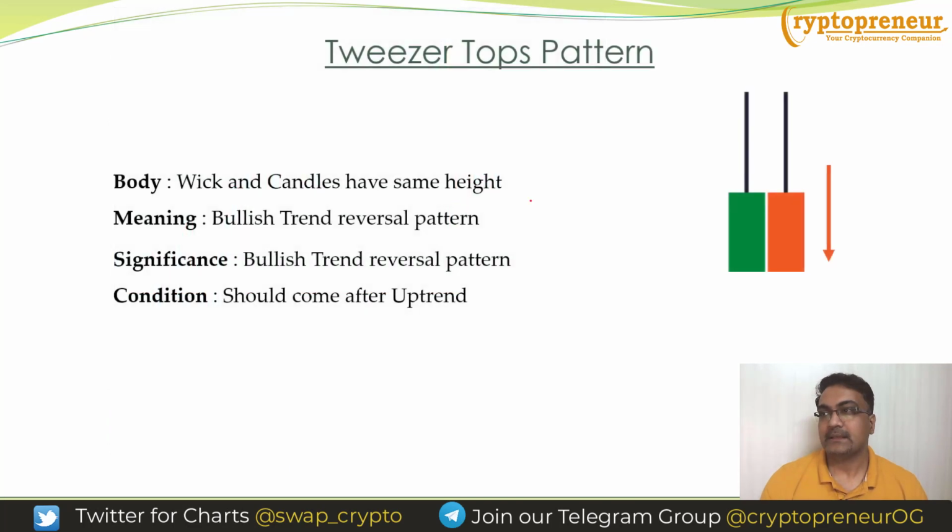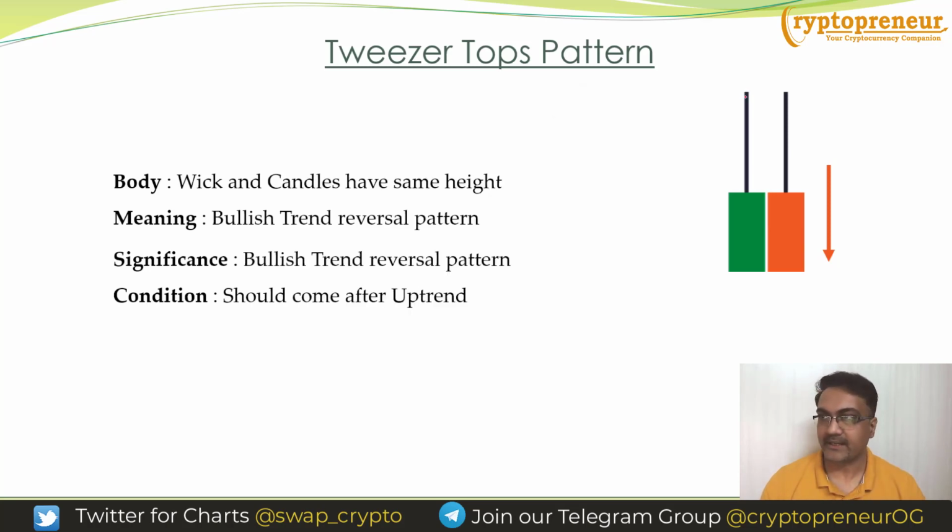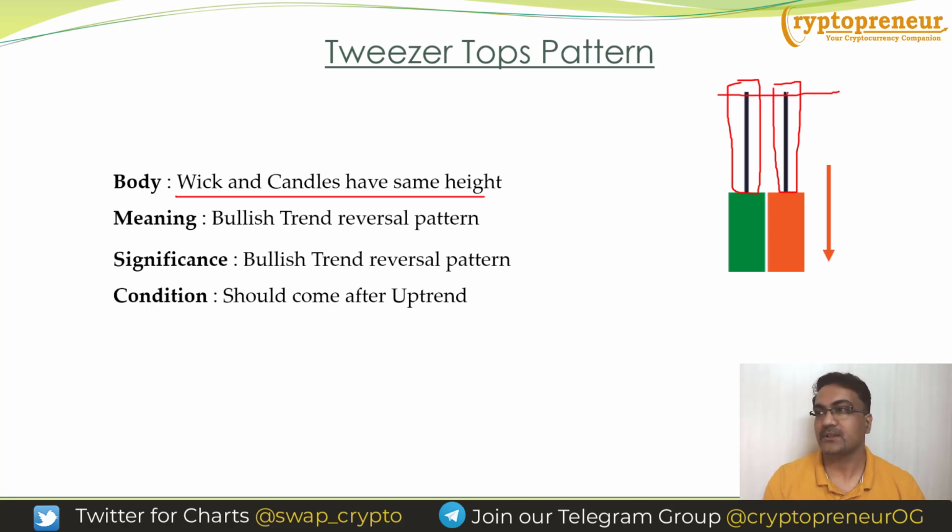Okay, then this is the next type, the tweezer top pattern. You know tweezers, everyone must have used tweezers at home. This is how a tweezer looks, the two tongs. That is why the pattern looks like that, and it is given the name tweezer top. The first condition is that we have a wick on the candle on the top side. Here you can see we have one wick, and here we have a second wick. The condition is that the wicks at least should have the same height, or they should start at the same point. Then this pattern is very strong as a reversal pattern.